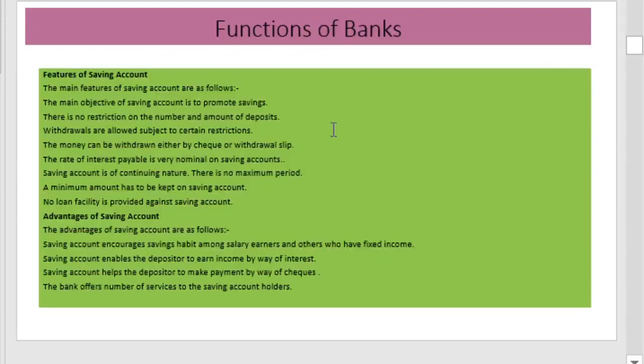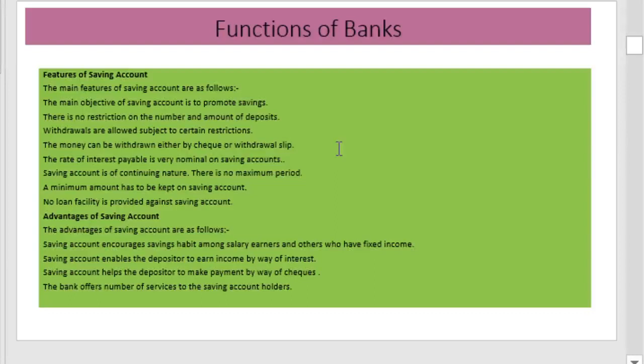The main features of saving bank accounts are: first, the main objective of the saving bank account is to promote saving. Second, there are no restrictions on the number and amount of deposits. Third, withdrawals are allowed subject to certain restrictions. Fourth, money can be withdrawn either by cheque or by withdrawal slip. That is, in order to withdraw the money, we can use either a cheque or a withdrawal slip.